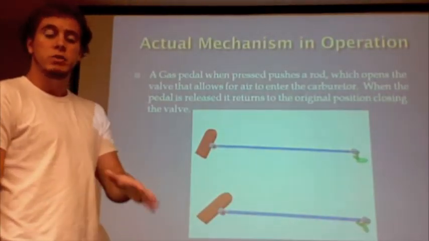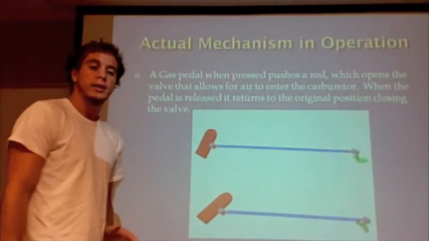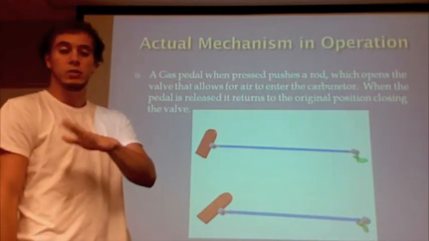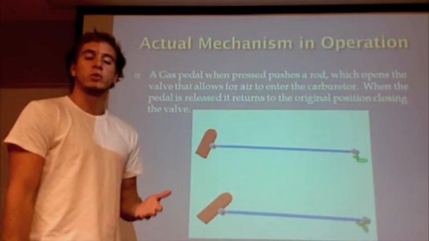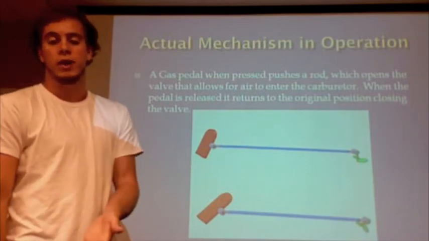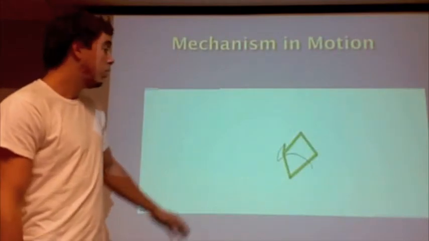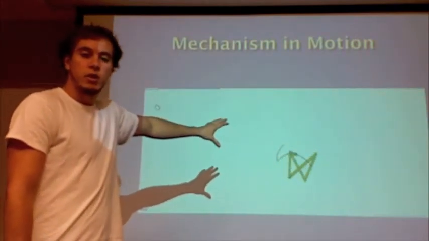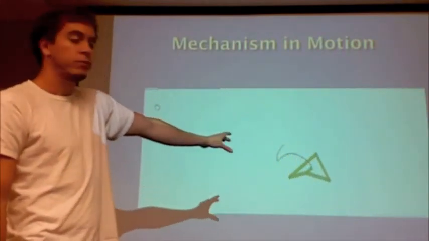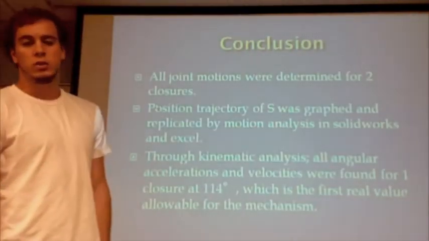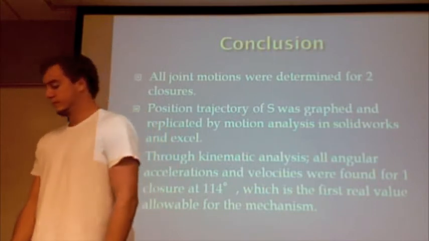This is an actual mechanism of a double rocker. It's a gas pedal moving a rod, which is moving a little lever that allows air to flow into a carburetor of a gas combustion engine. Here's a video of the double rocker making its path. Here for the conclusion, I'll let Juan explain.